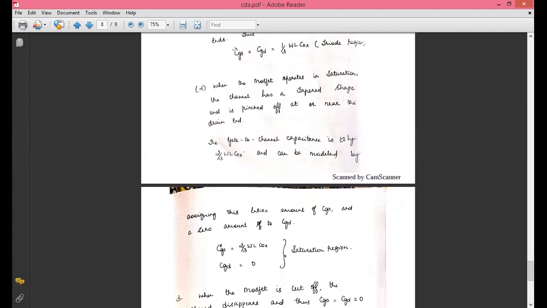Now when the MOSFET is operating in saturation region, the same capacitance effects occur. CGS and CGD will occur, but the value of CGD will be 0, and the value of CGS will be 2/3 W L into C of oxide. Very important. In triode region it is 1/3 WL into C of oxide, both will be equal, whereas in saturation region CGD will be equal to 0, CGS will be equal to 2/3 W L into C of oxide. Understood everyone?